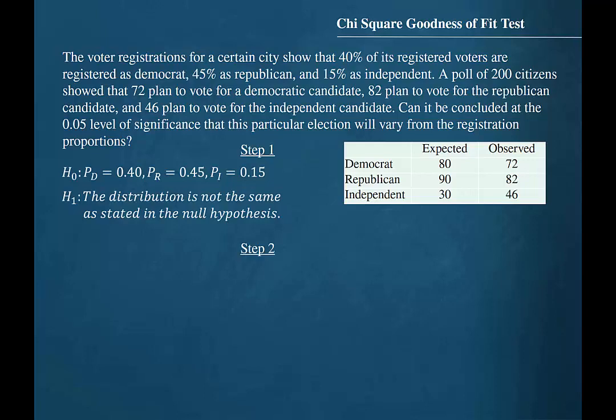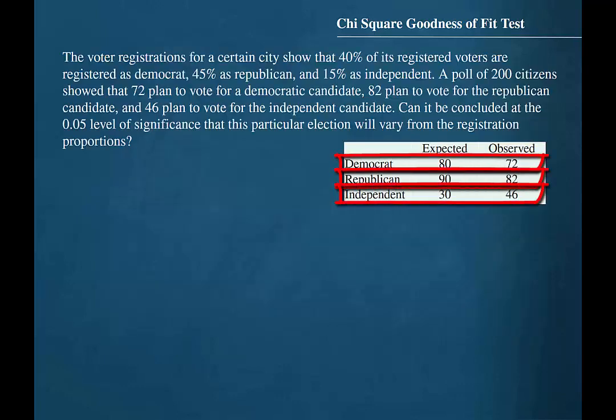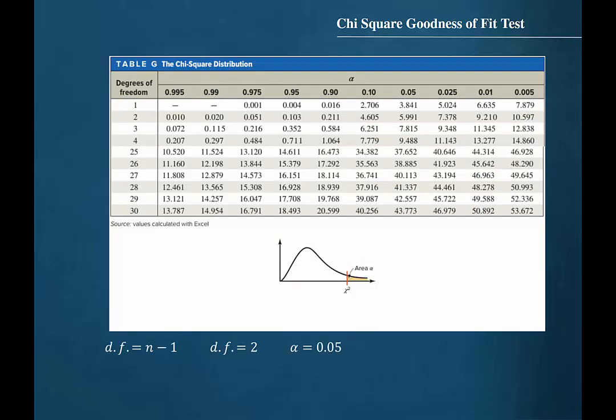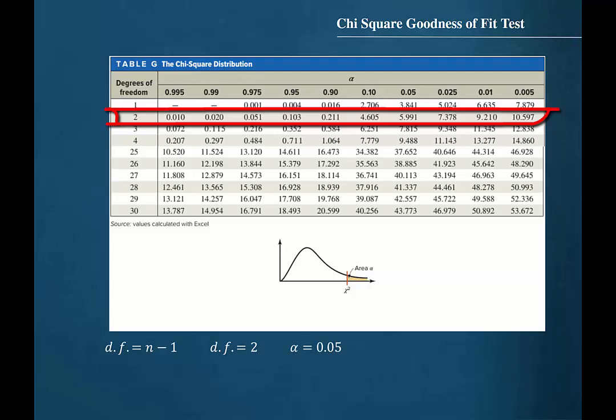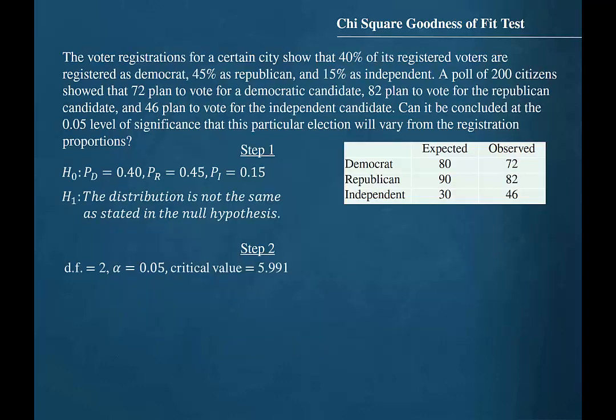Step 2 is to find the critical value. We will use the chi-square distribution table to find the critical value. The number of degrees of freedom will be one less than the number of categories. We have 3 categories, so the number of degrees of freedom is 2. With alpha equal to 0.05, we will find where the row with 2 degrees of freedom intersects with the column alpha equal to 0.05. So our critical value is 5.991.